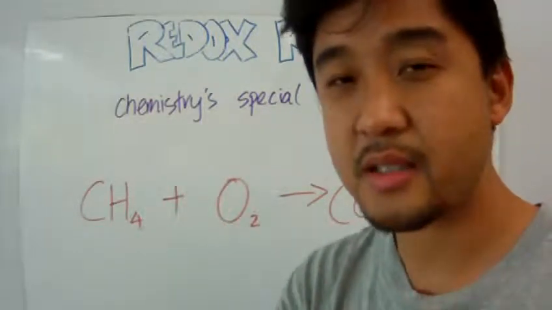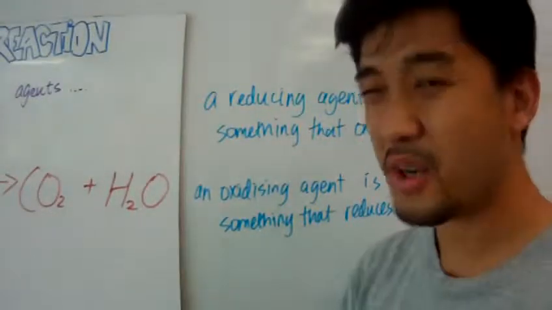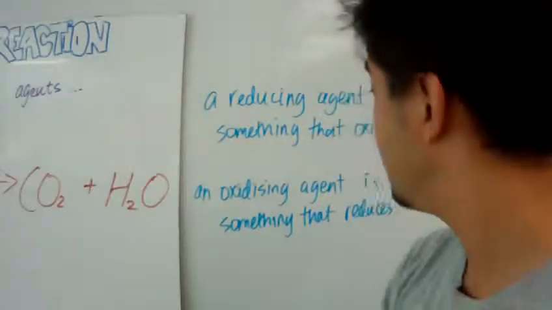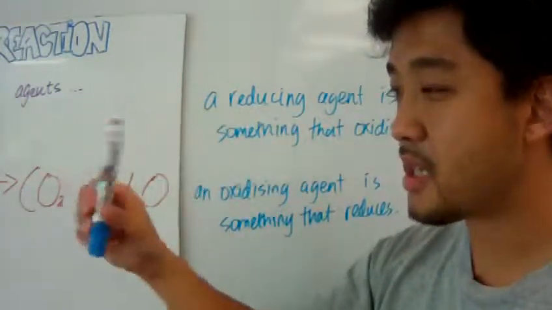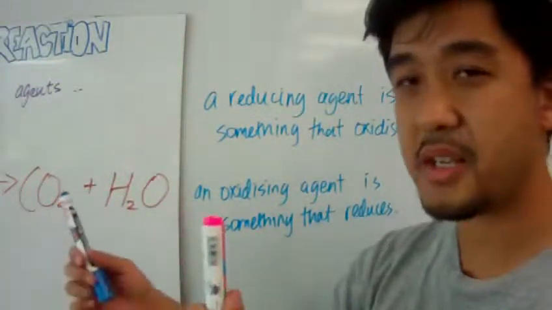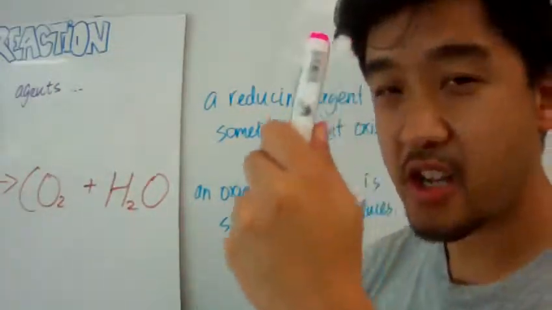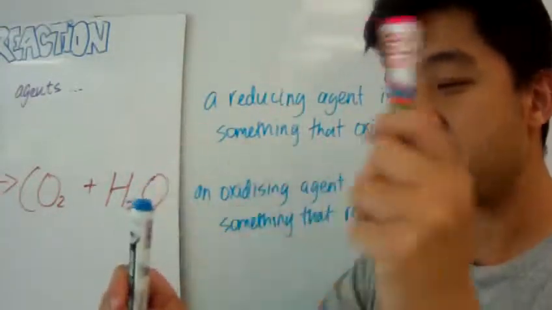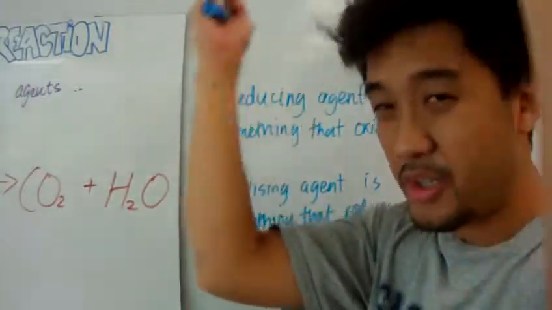But before we get started, a couple of definitions that you should know. What is a reducing agent? A reducing agent is something that oxidizes something else. If you have an agent here that oxidizes something else, this is a reducing agent. Now, an oxidizing agent reduces something else.